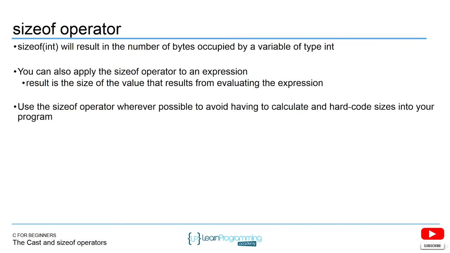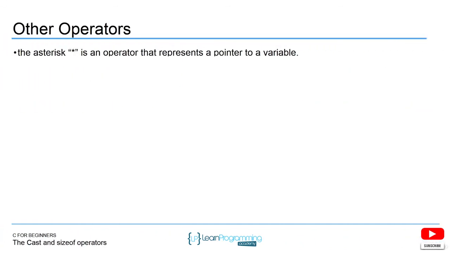So use the sizeof operator whenever possible to avoid having to calculate and hardcode sizes into your program. Hardcoded sizes, magic numbers, are not a good thing because, again, if you were to hardcode 4 on one system for an int, on another system it might be an 8. So use sizeof as much as you can, and we'll see this come into much more relevance when we talk about pointers.